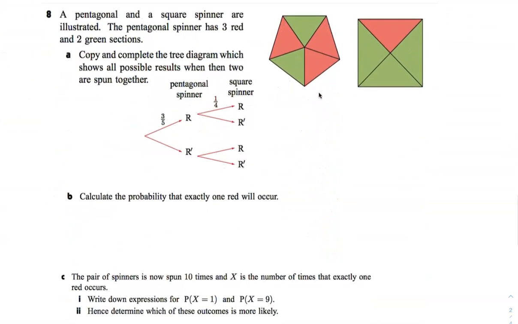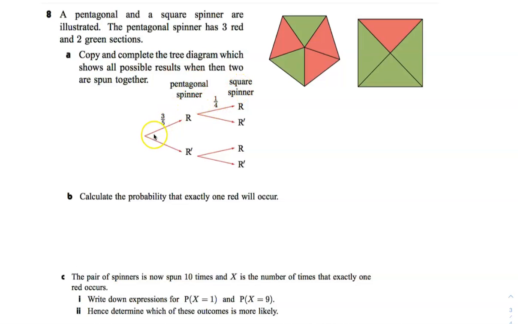So let's look at 8 here. 8's a combination, which we start doing more and more now. So we start doing a combination of different ideas. A pentagonal and a square spinner are illustrated. The pentagonal spinner has 3 red and 2 green sections. The square spinner has 1 red and 3 green. Complete the tree diagram below.